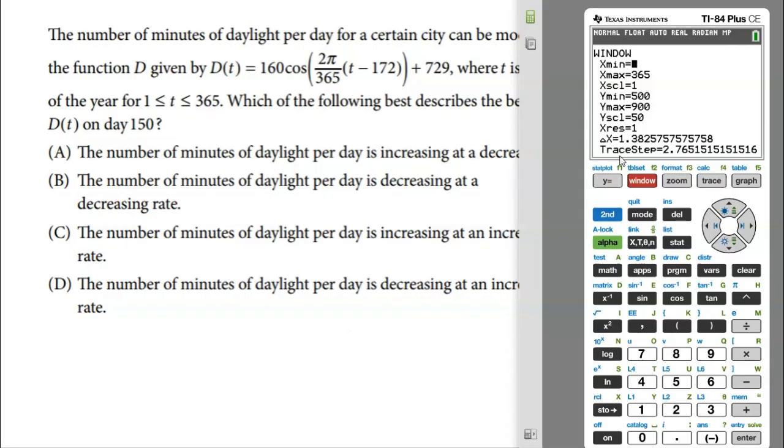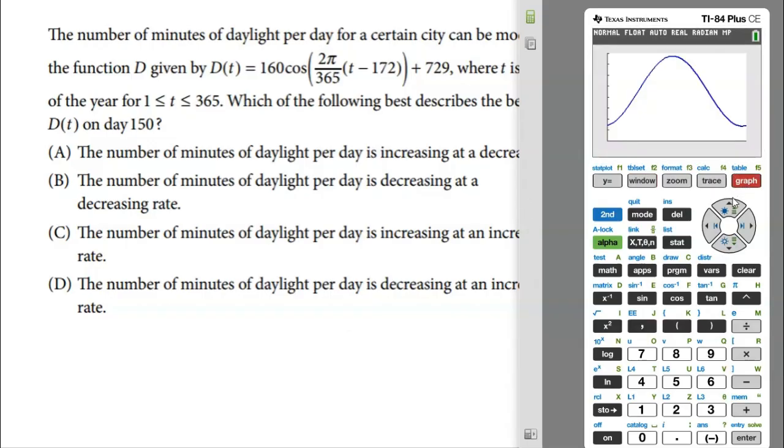All right, then I think about the y's. Now remember, the 729 on the back is my midline, and from that midline I go up by the amplitude of 160, and I also go down 160. So I want to get a nice view of this. I just had a y-min of 500. I figured 729 minus 160, I just want to go a little bit lower than that, so 500. And then I also wanted to go a little bit above the max, 729 plus 160, so I went to 900 just to get a nice look at this. So go ahead and hit graph, and there it is.